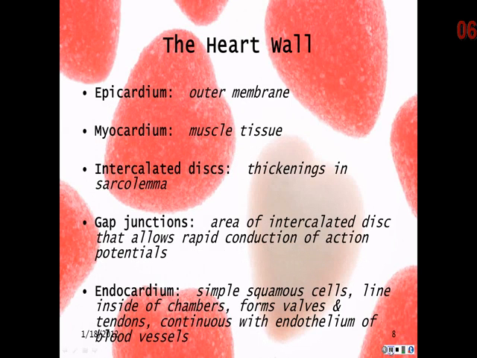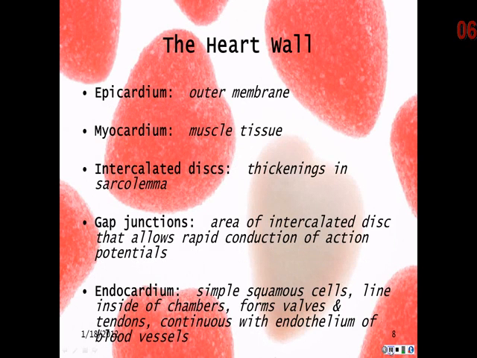The outermost layer of the heart wall is the epicardium. Deep to that is myocardium, or muscle tissue. The myocardium is cardiac muscle with intercalated discs, or thickenings in the sarcolemma. The gap junctions are the area of the intercalated disc that allows rapid conduction of the action potential.